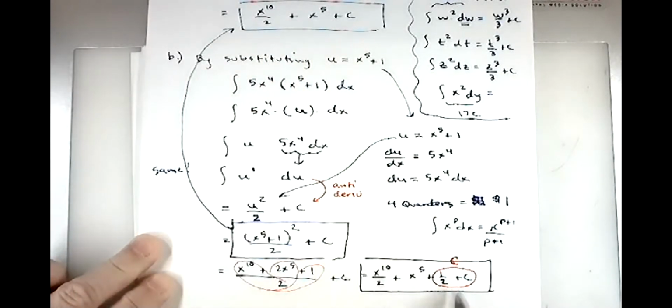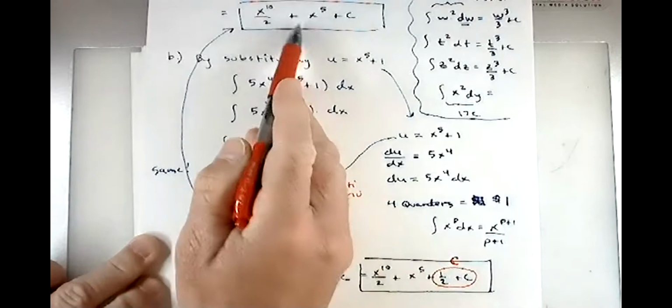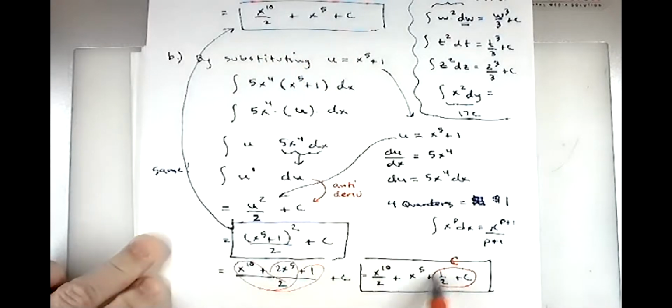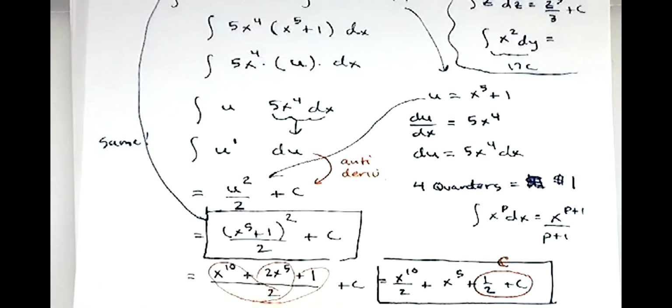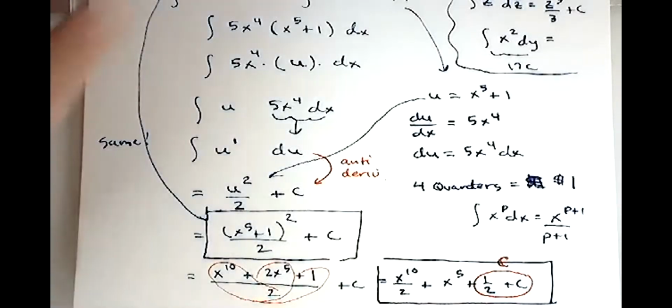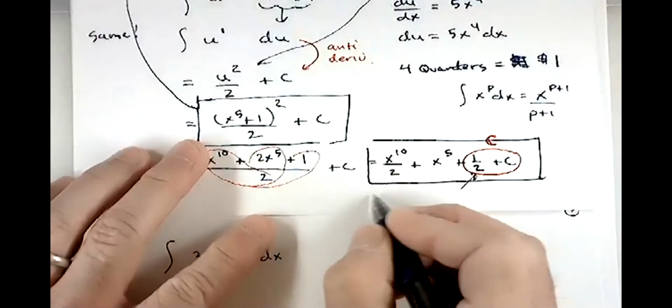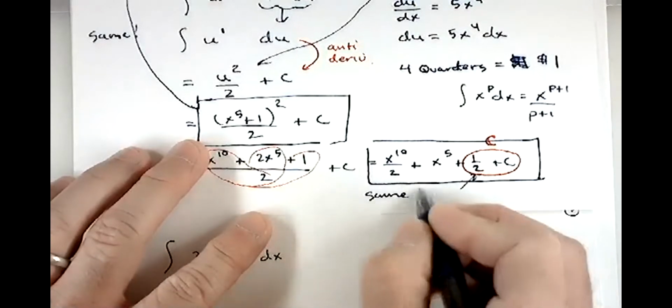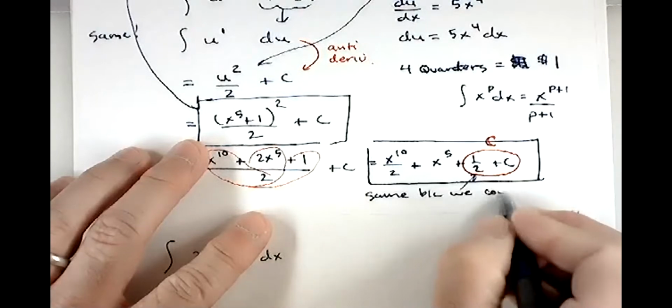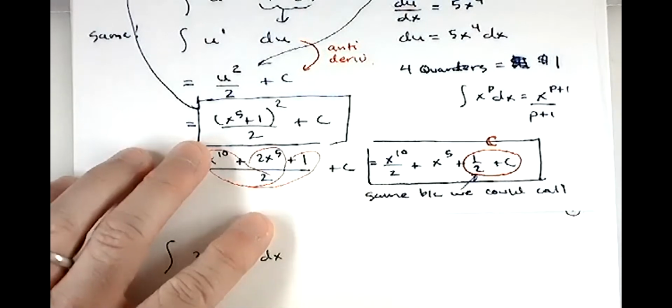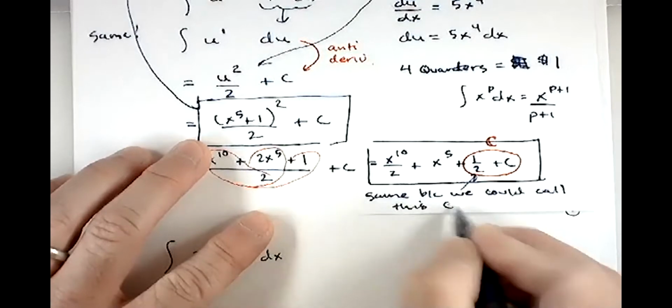So just know that if you check your answers, if you're doing some problems from the book and the back of the book has this answer and you get this, as long as you're only off by a constant, you're okay. That doesn't mean you're wrong. I know that can be a little bit troublesome, right? When you see, wait a second, that's not the answer the back of the book had. So I'm just going to put same, because we could call this C.